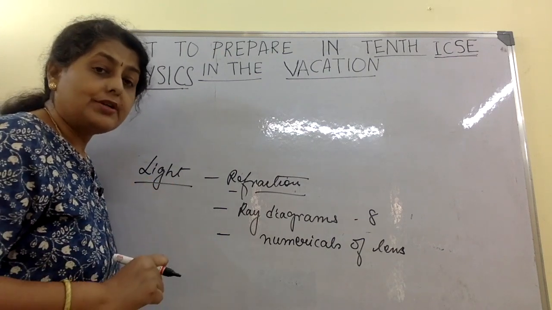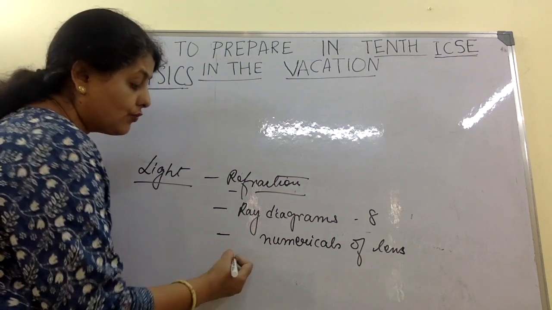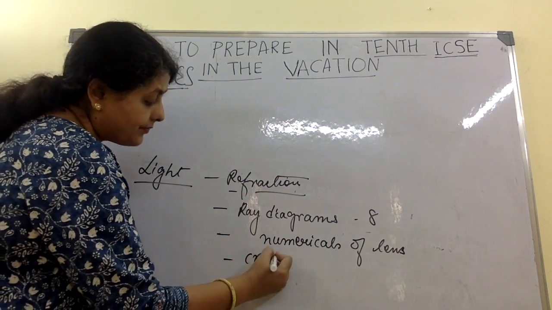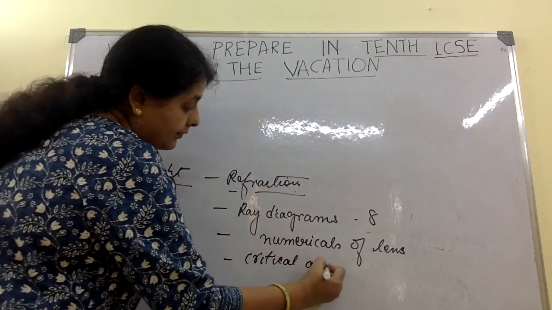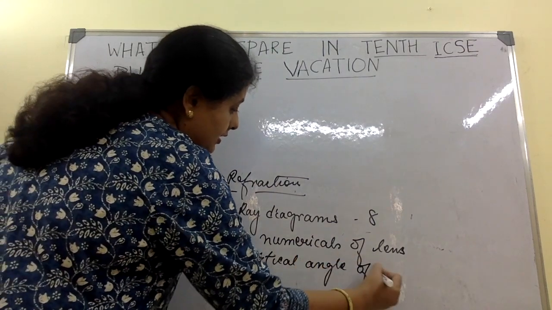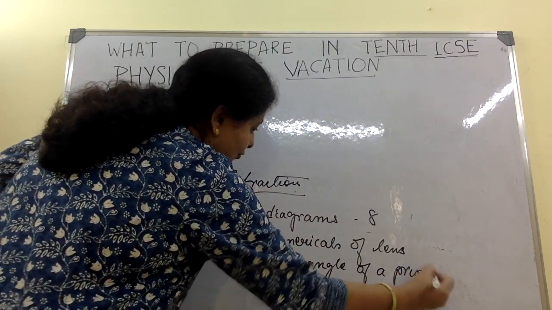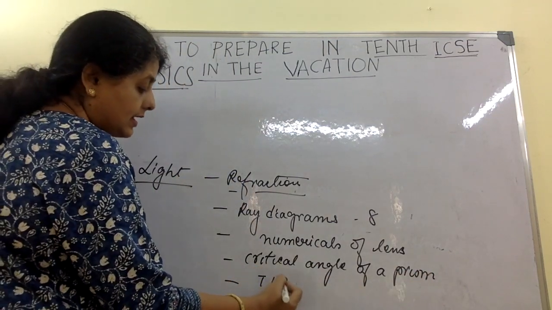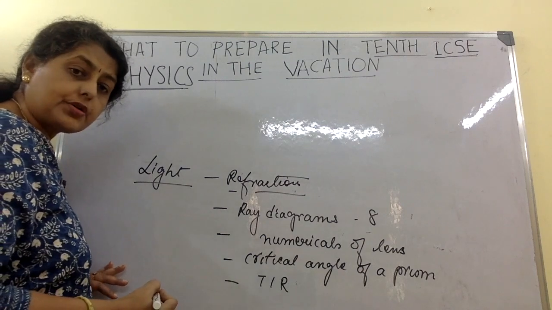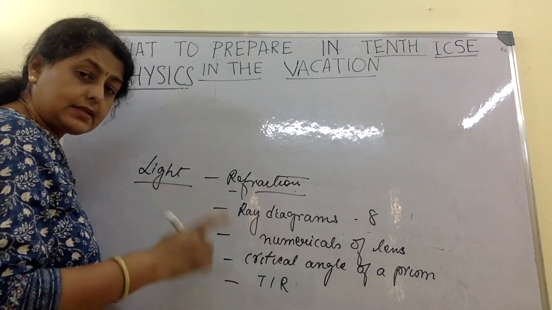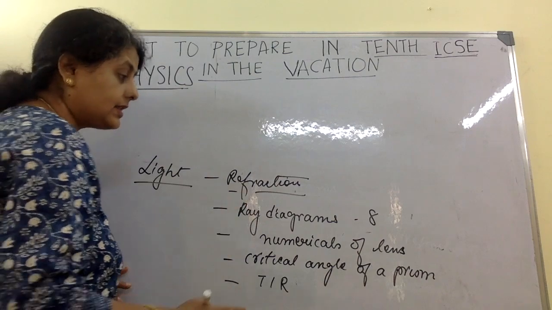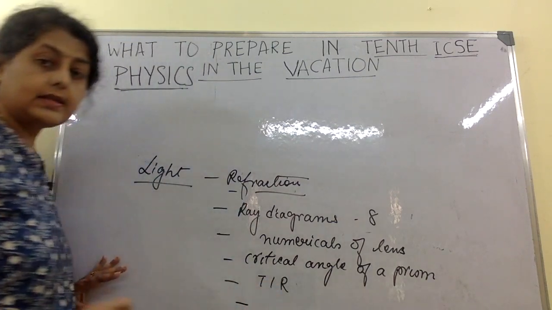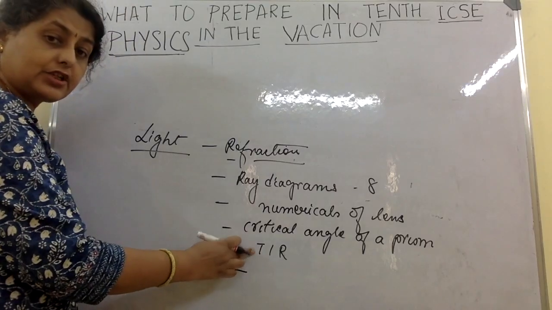Now there are few more diagrams that you must learn to draw. One is critical angle diagram of a prism. Second is TIR, total internal reflection. Okay, so one is critical angle of a prism, second is TIR. The third thing is total internal reflection has a diagram.